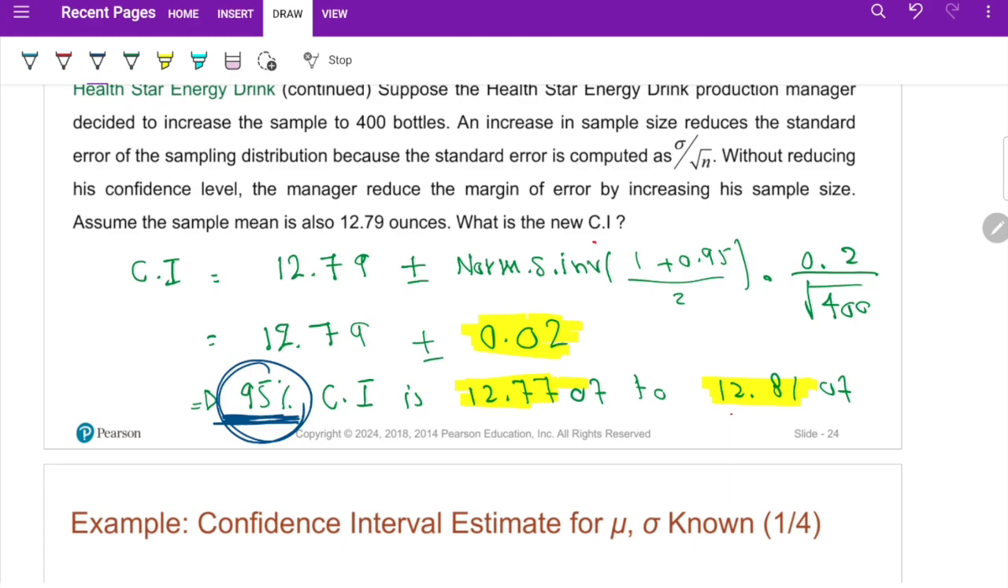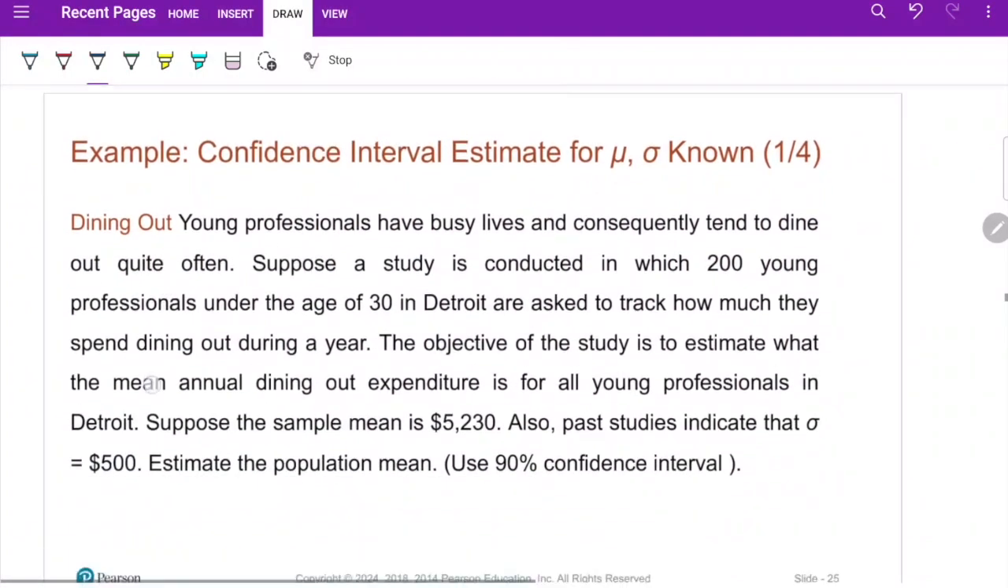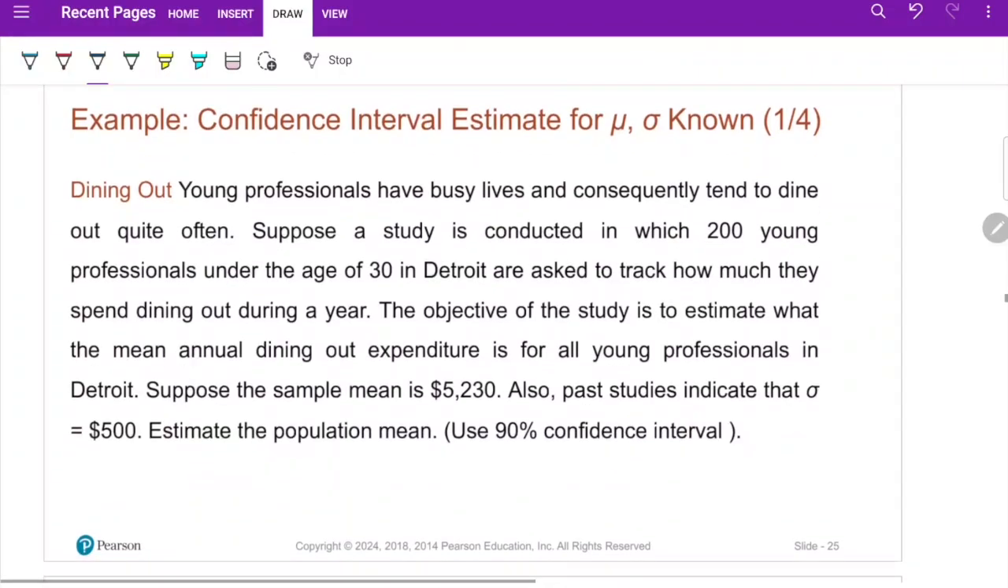So 95 out of 100 samples. If I get 100 samples and we create confidence intervals, 95 of them will contain the population's mean, and in this case it's really narrow. And this confirms our finding that our machine is out of adjustment, so let's do something else to fix it. This is another example, so I'm going to leave this to you to do.